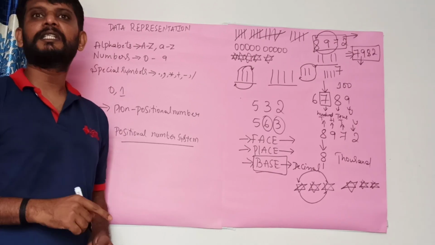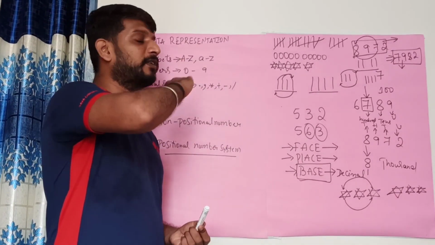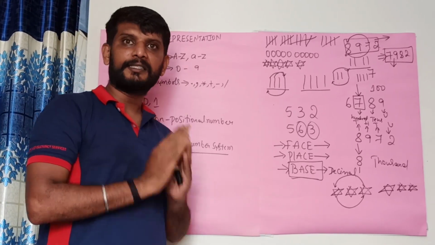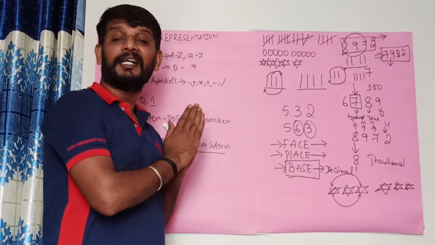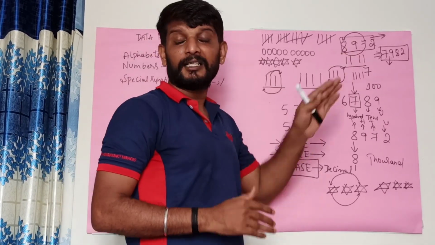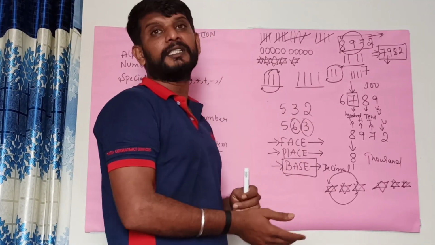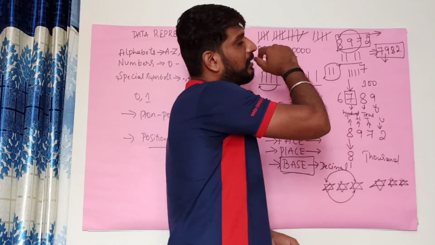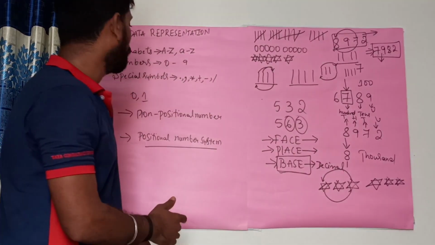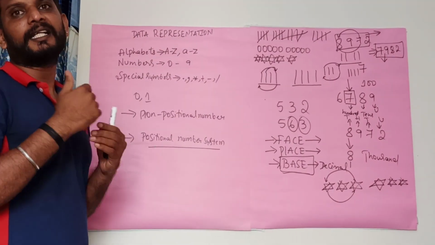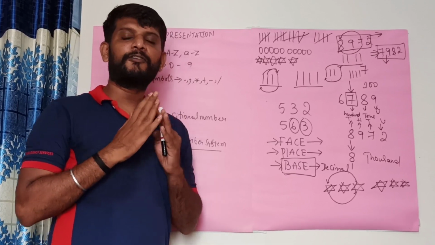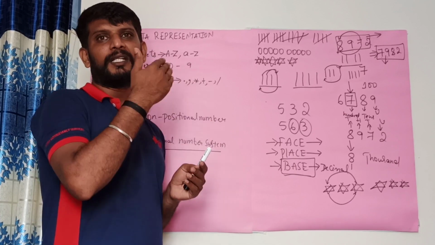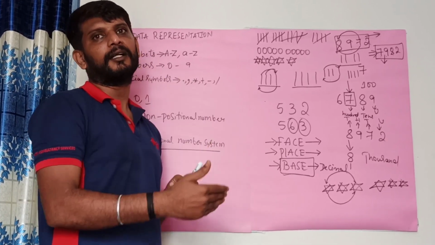So in the non-positional numbering system, even when you change the position of a particular symbol, the value remains unchanged. Whereas in the positional number system, when you change the position of a particular digit, the value changes. That is called the positional numbering system. So in our next class, let us see what are the different kinds of positional number systems you have and how to convert one kind of numbering system into another kind of numbering system.